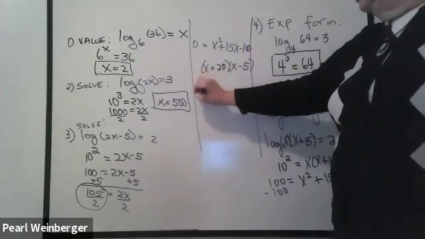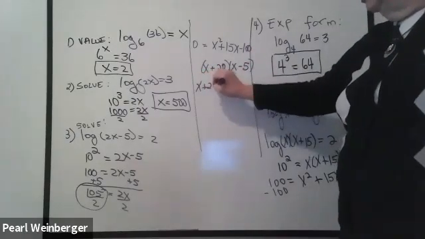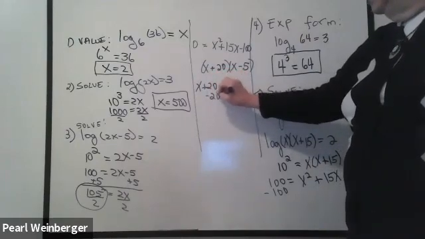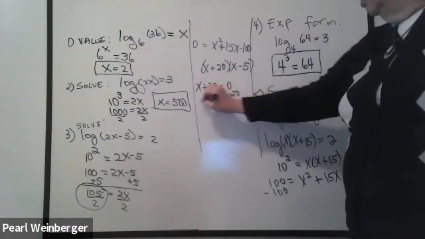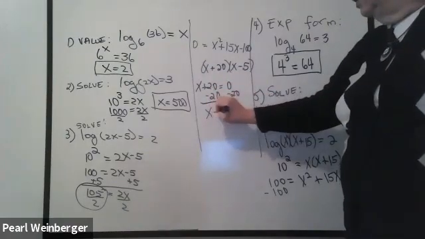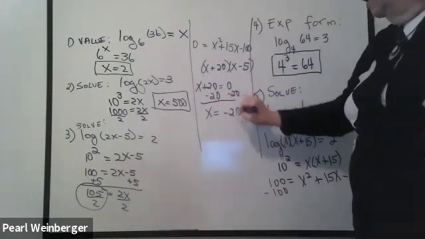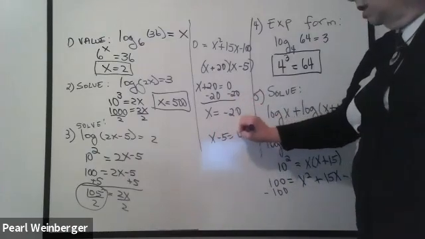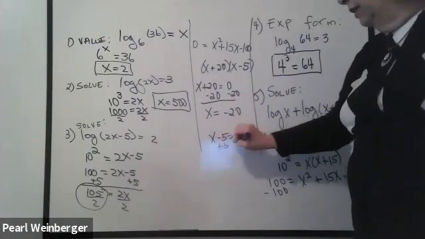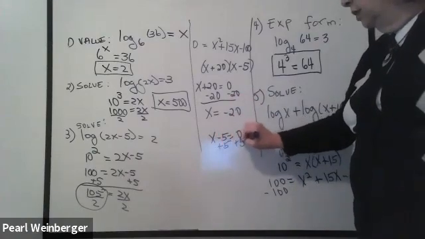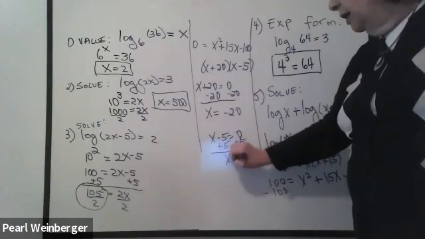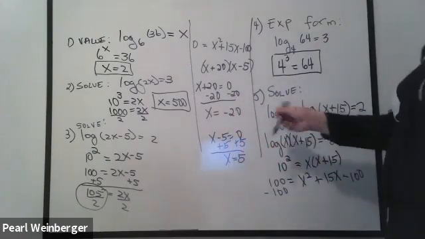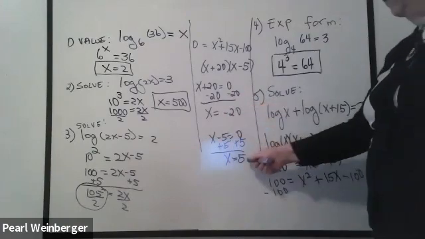And I set each of these equal to 0. So I get x plus 20 equal to 0, which will give me an answer of x equal to negative 20. And then I do my x minus 5 equal to 0. So that'll bring the 5 to the other side, and give me x equal to 5. Now it looks like we got 2 solutions to this equation, negative 20 and 5.